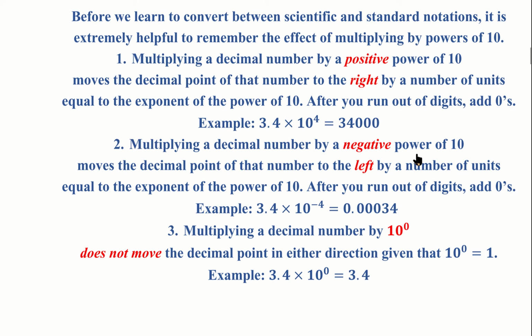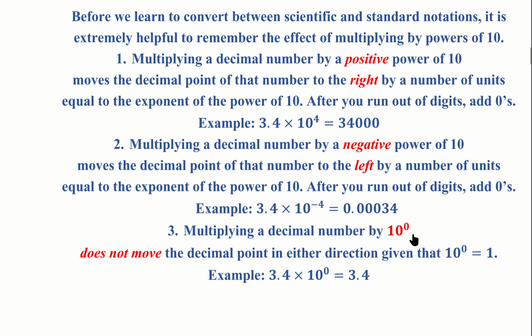Multiplying a decimal number by a negative power of 10 moves the decimal point of that number to the left by a number of units equal to the exponent of the power of 10. So for example, if you take the same 3.4 but multiply it by 10 to the negative 4, this time it's going to take the decimal point of 3.4, which is right here. Initially, it's going to move it 1, 2, 3, 4 places to the left. That's what multiplying by a negative power of 10 will accomplish.